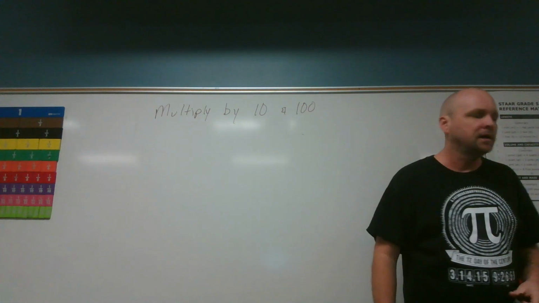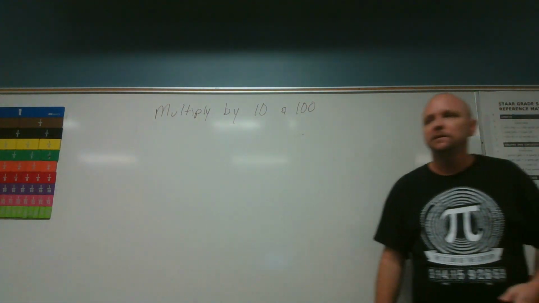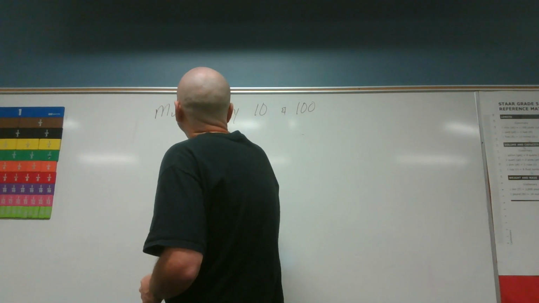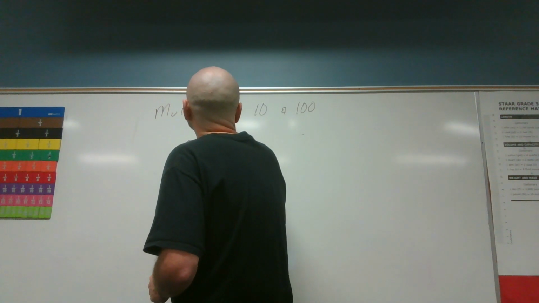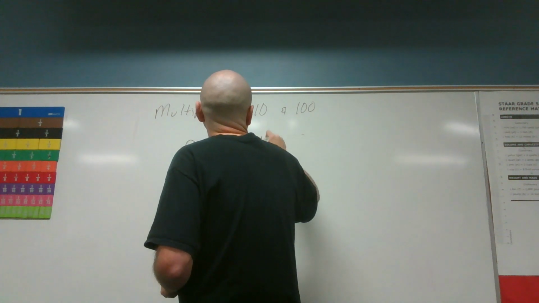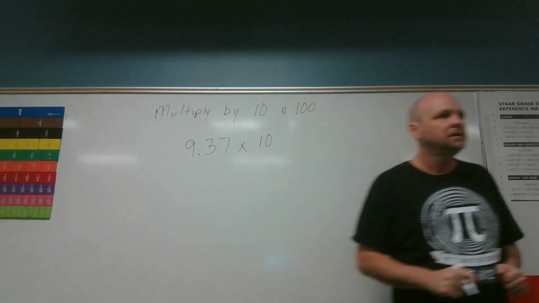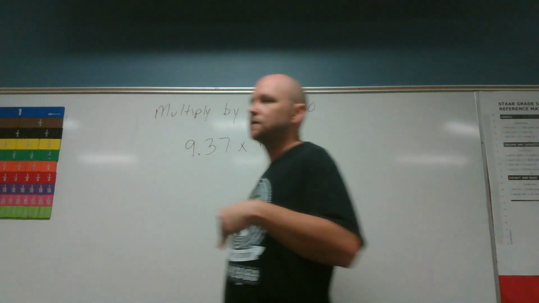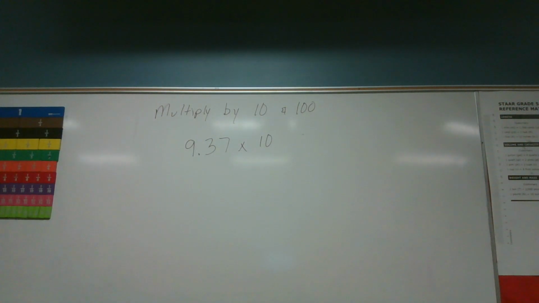All right, let's look at what if we have 9 and 37 hundredths times 10. 9 and 37 hundredths times 10. Try and figure this out and put your answer down on your paper.